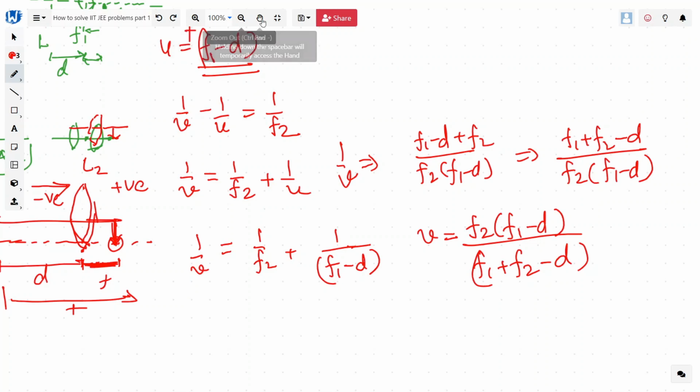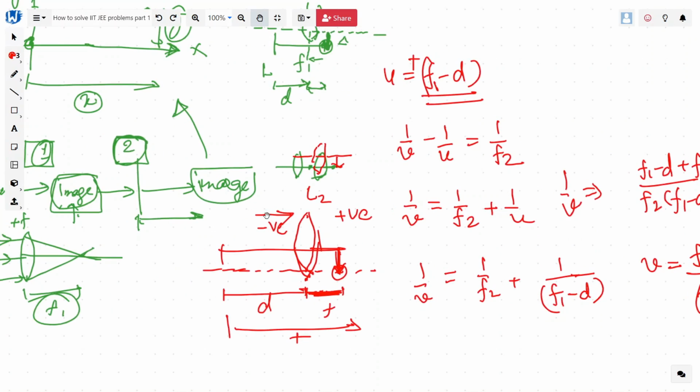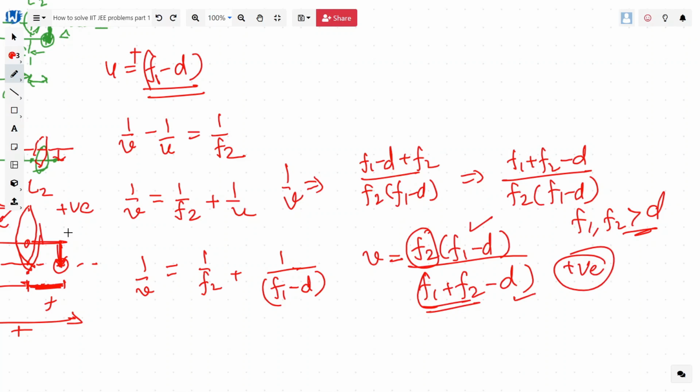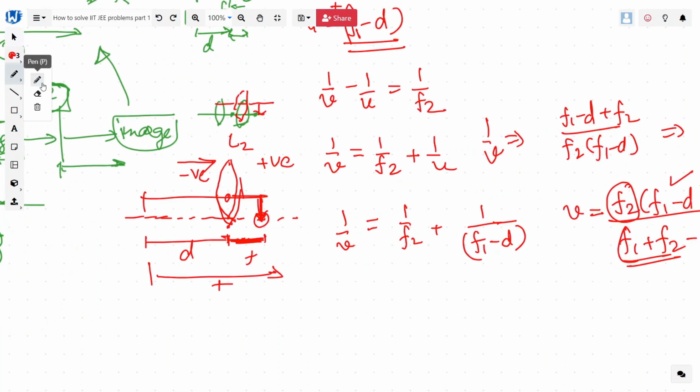Okay, now we know that this v is from this lens. Now we want to know whether it is on the left hand side or the right hand side. We can simply look at this expression, and we know that f1 and f2 are greater than d, right? So this is positive, and this is also positive, so the v is positive. Okay, so it is going to be on this side from the lens number 2. So our v is going to be somewhere around on this side from the lens number 2.